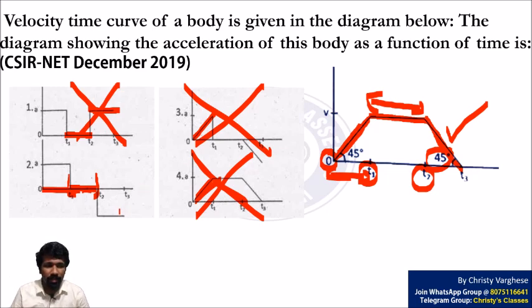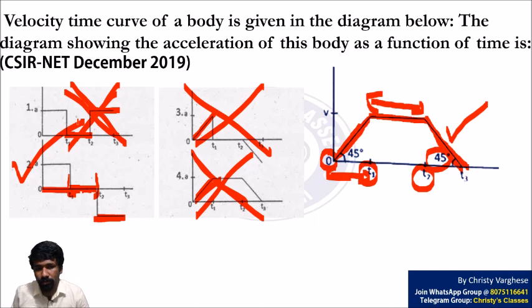Constant negative acceleration means like this. It is negative because speed is decreasing with respect to time. So option 1, or option A, is eliminated. So the only possible option is option B or option 2.